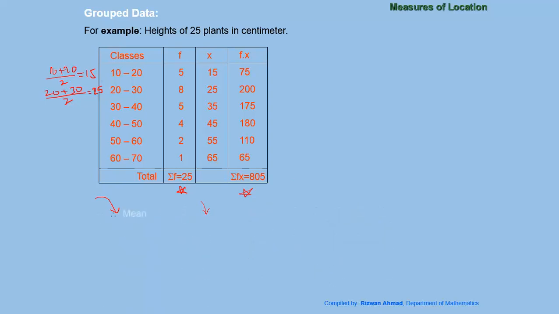So mean is equal to sigma fx over sigma f. So sigma fx is 805 and sigma f is 25. So 32.2 is the mean of this data. It was having the unit of centimeters. So we also write here 32.2 centimeters. So this is the way how to find the mean of the grouped data.